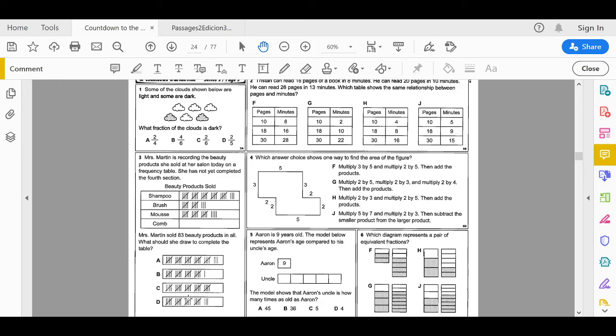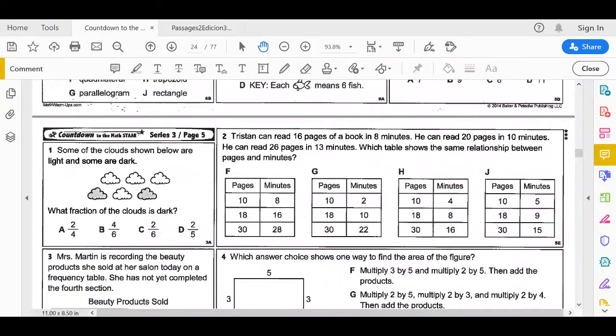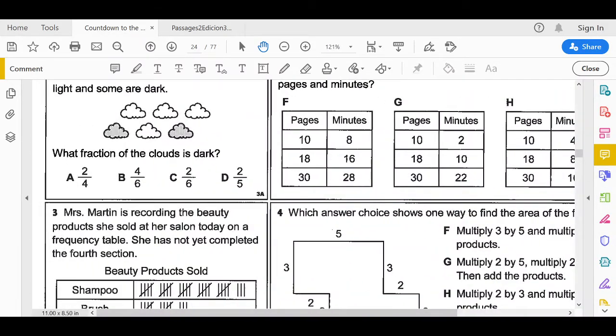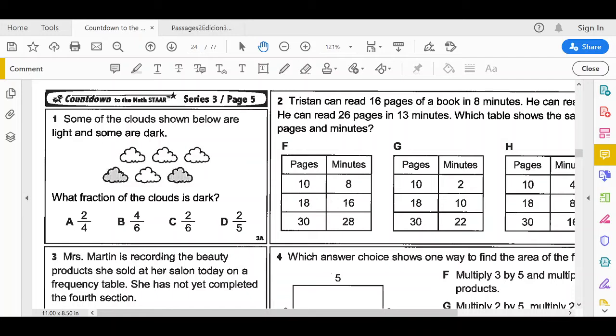In number 1 right there, which I'm going to make bigger, the instruction is some of the clouds shown below are light and some are dark. I know that in your copies you cannot see clearly, or maybe you cannot see at all which ones are dark. Please use your pencil to color those two clouds, this one right here and this one right here. And the question says what fraction of the clouds is dark?